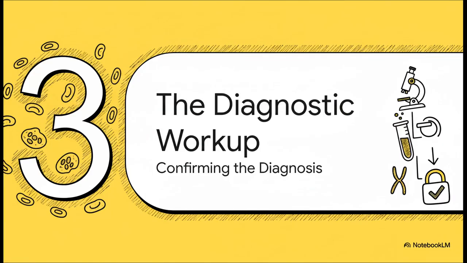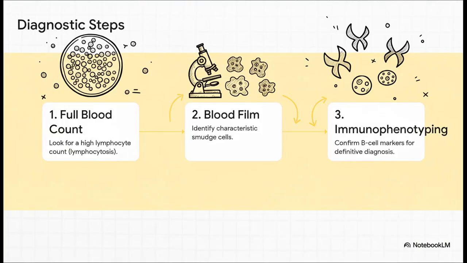Okay, so we've got a clinical suspicion. Maybe it's that incidental finding of a high lymphocyte count. How do we go from, this is weird, to, okay, this is CLL? Let's walk through the diagnostic workup. It's really a pretty logical three-step process. We kick things off with the basic, full blood count. Then we take a closer look with a blood film. And finally, we seal the deal with a very specific test called immunophenotype.